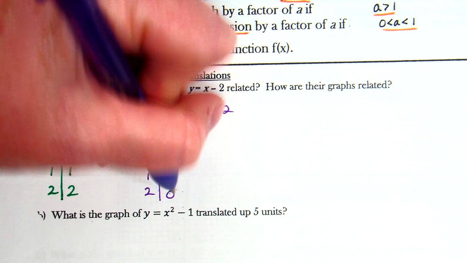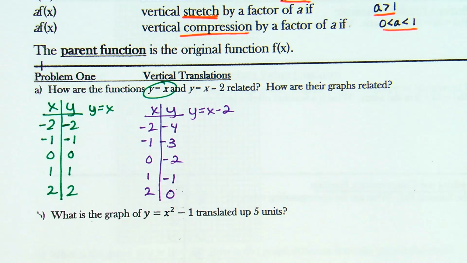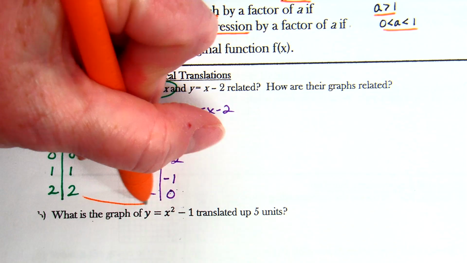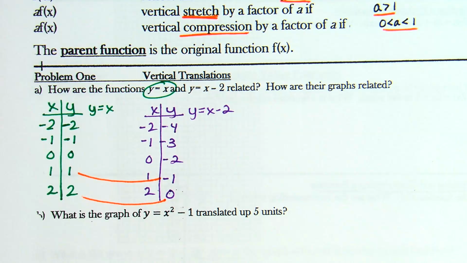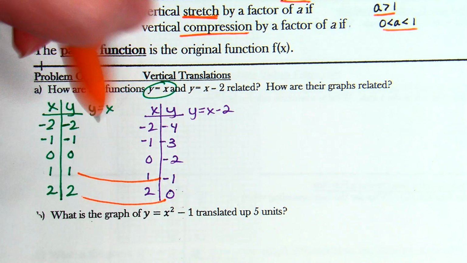Notice I kept the x values the same, didn't I? How did my y values compare? If you start comparing these here, like the 2 to the 0, the 1 to the -1, and so forth, what's the connection? -2. Okay. Are each of my y values 2 less than the previous one? And again, that's based on these equations here, isn't it?